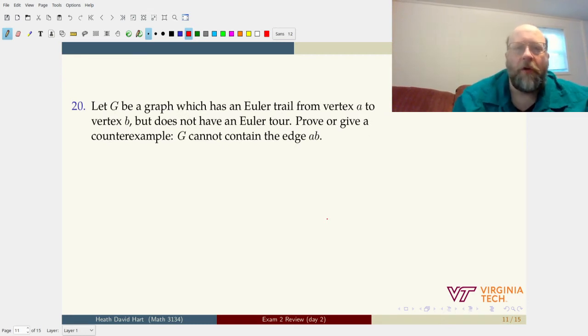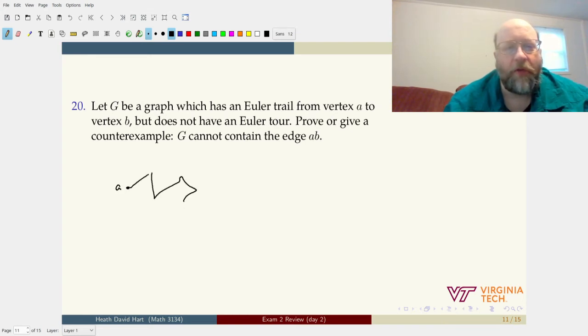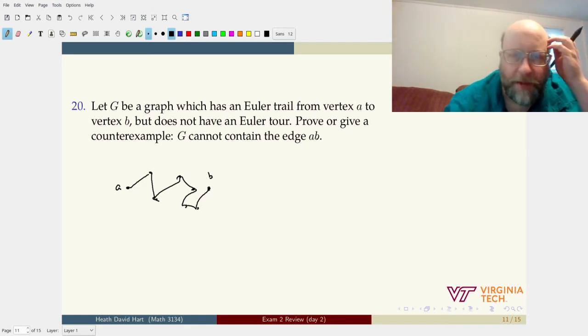Number 20, suppose we have a graph that has an Euler trail from vertex A to vertex B, but does not have an Euler tour. So I've got some vertex A, I can trace all the way through the graph and then get to vertex B, but I do not have an Euler tour. I don't have a way of getting back to the starting point. Does that mean that G cannot contain the edge AB?